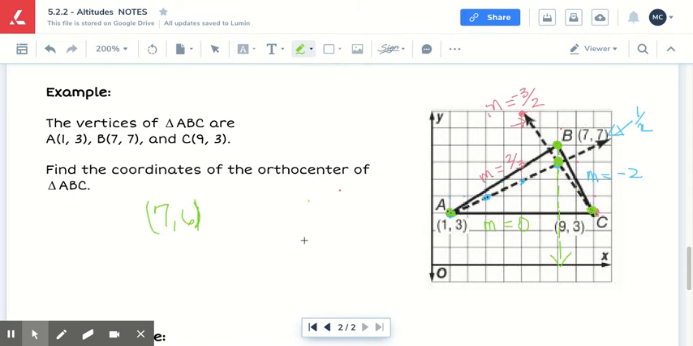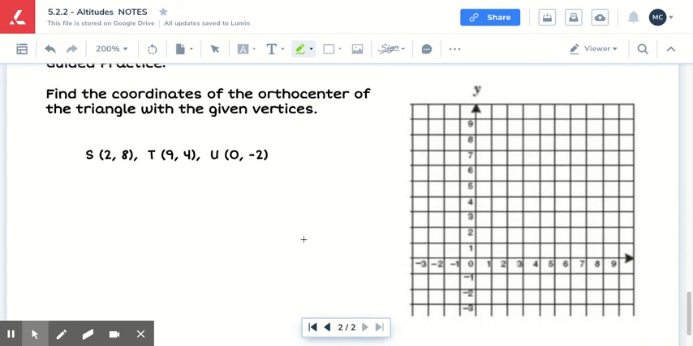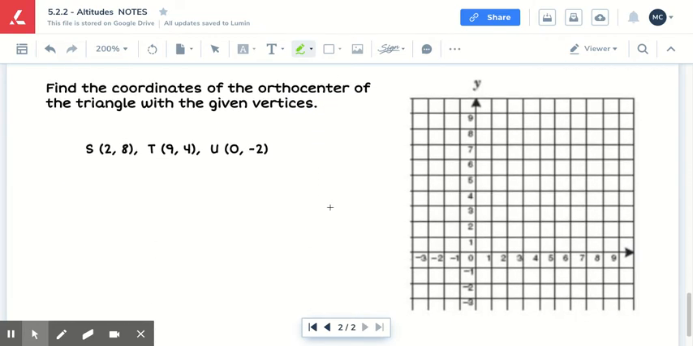All right, so there's one more problem here at the bottom. We're given the coordinates of the vertices of the triangle. So this time we actually have to draw in our triangle first, and then we have to find the altitudes so that we can find the orthocenter. So take a moment and pause the video and see if you can draw the triangle first.